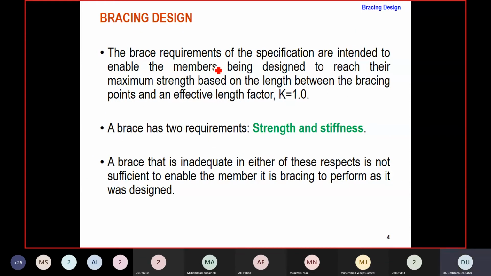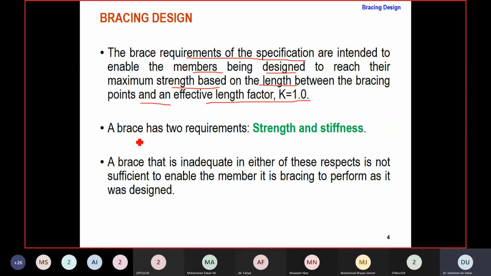So the brace requirement, finally we are concluding our statements. The brace requirements of the specifications are intended to enable the members being designed to reach their maximum strength based on the length between the bracing points at an effective length factor K equal to 1. That's what we have discussed.